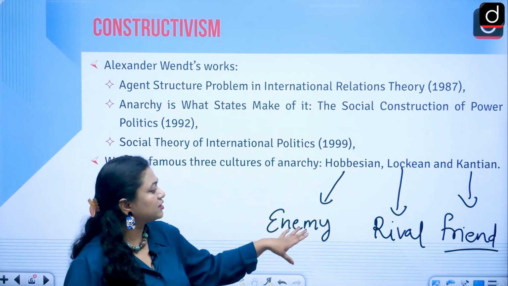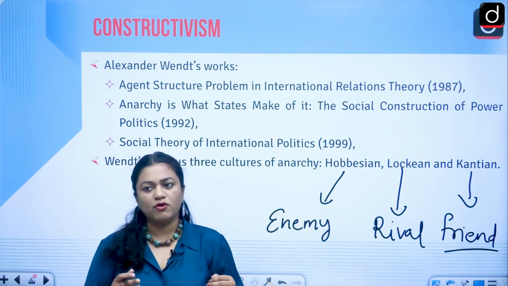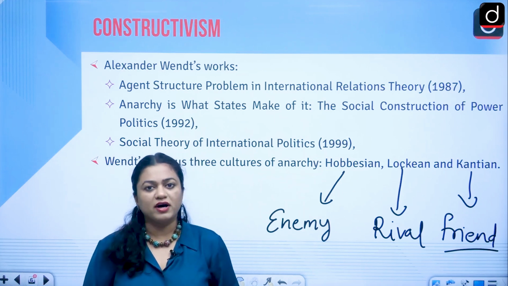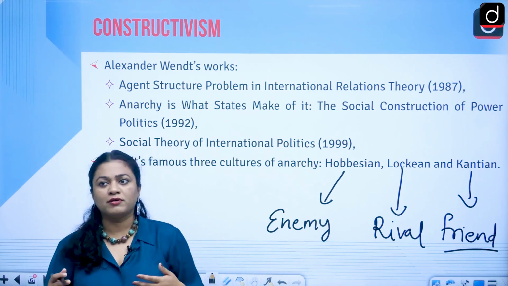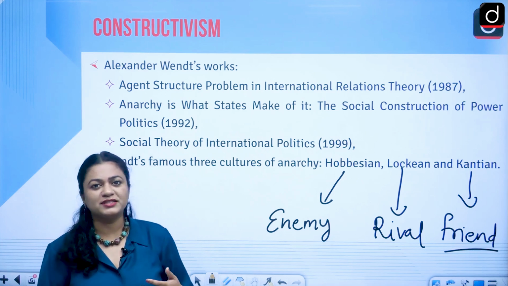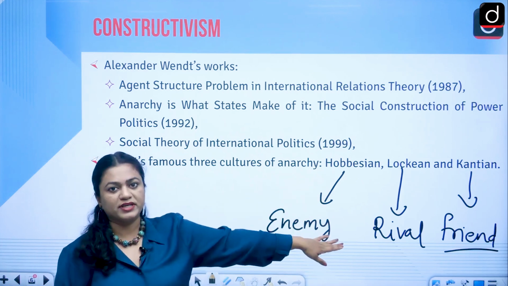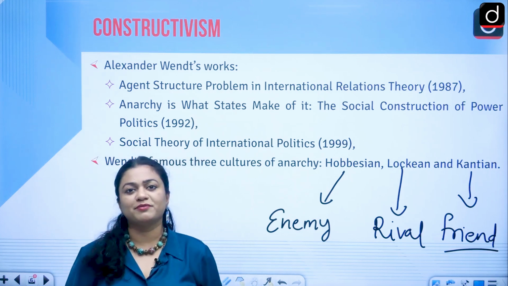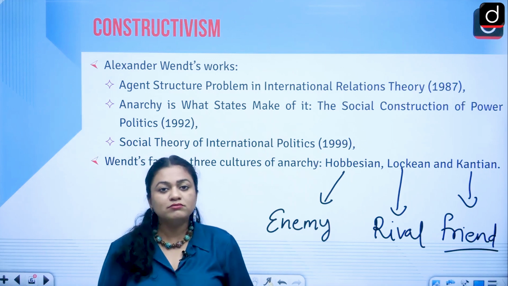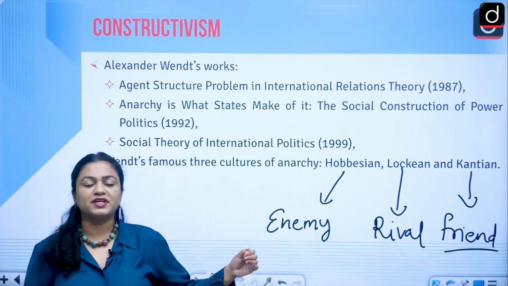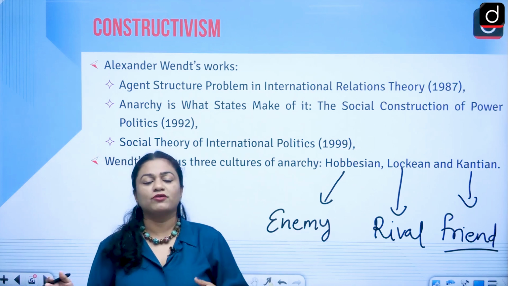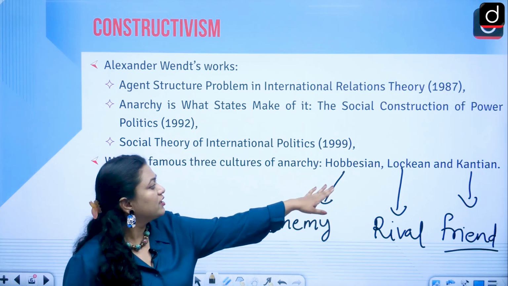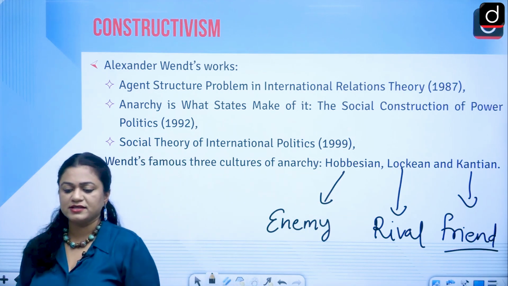Under the Lockean system, it's like a rival, okay, conflict is inevitable. There is a high possibility that there will be wars in the world. But yes, through norms and through agreements, we can actually solve it. That is the Lockean understanding. But with the Kantian understanding, it's a positive sum game. Positive sum game means that everything is cool. There is high optimism that countries with a Republican constitution won't go to war. So, Alexander Wendt has explored three cultures of anarchy in his work.